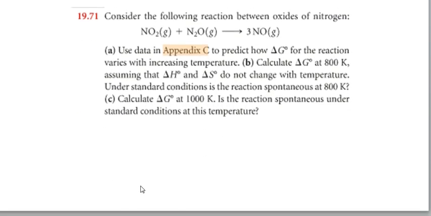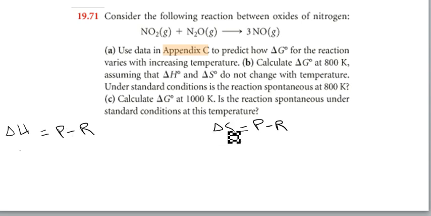Okay, so we have a reaction here, and we have to look up some values to look at how delta G will vary. Okay, so this is a little bit of work. This is making us go back and say, okay, we want to find out what delta H is, and we're going to do products minus reactants. And we want to find out what delta S is. We also do products minus reactants. So we have to look up the values.